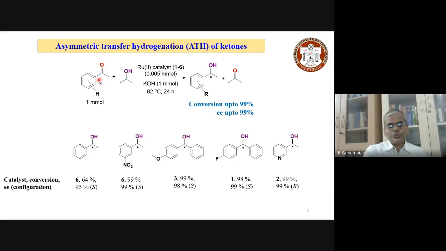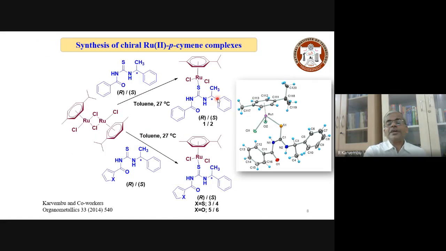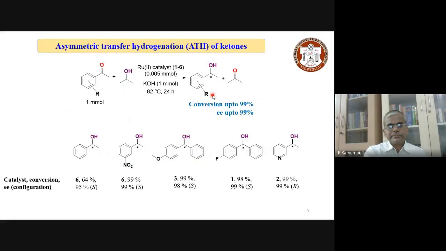Now if you use the normal ruthenium catalyst, you will get racemic alcohol. But we are using here the chiral ruthenium catalyst. You see here, this is a chiral carbon present in the ligand. So the whole complex is chiral. When we use a chiral catalyst, then the chirality is introduced during the hydrogenation reaction, and we will get one of the enantiomers preferentially over the other enantiomer.